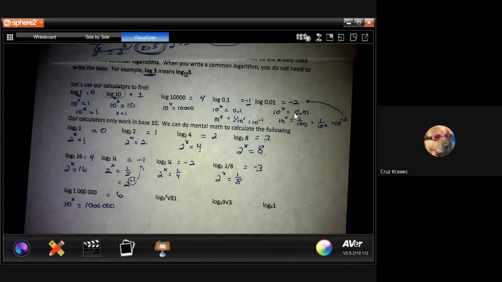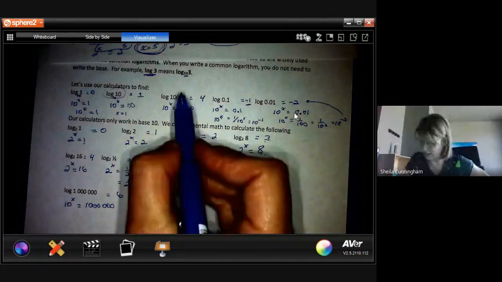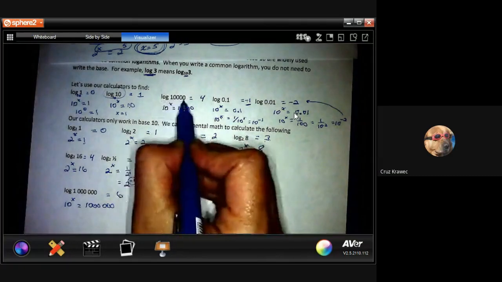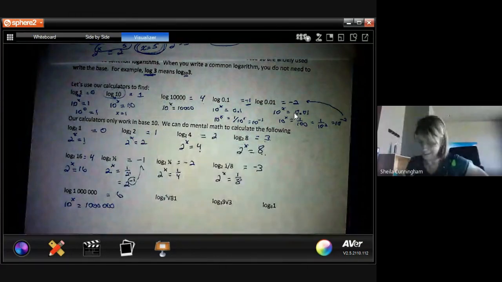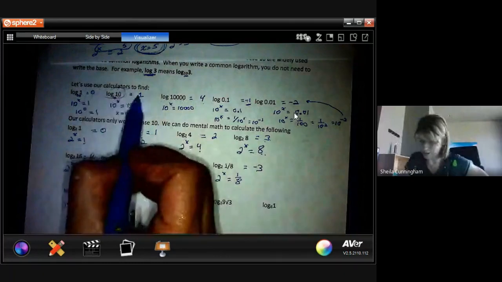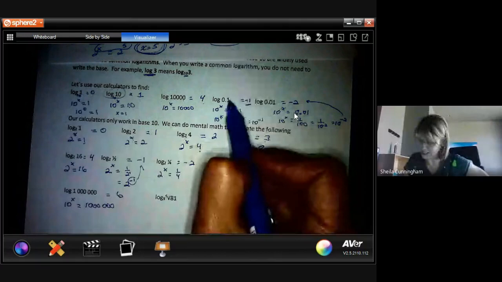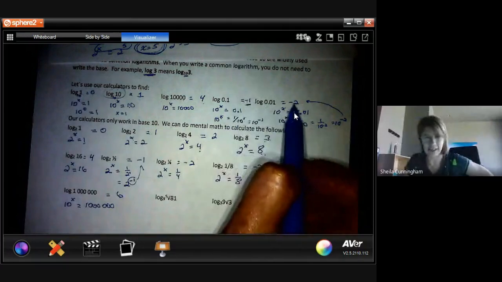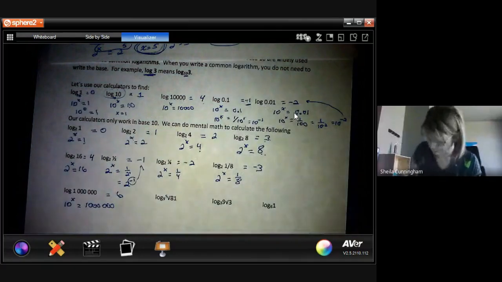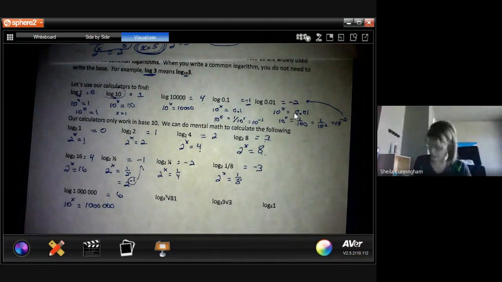Did you recognize that up here when we did the 10,000 and the 10 we had, right? And when it was a 1, there were no zeros. And then when we get into the decimals, that's when we start to pull in the negative values to it. Good catch. Good catch.